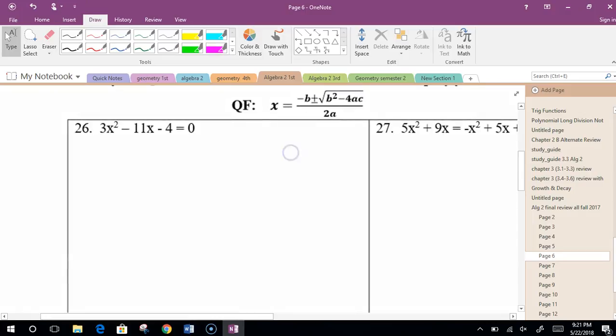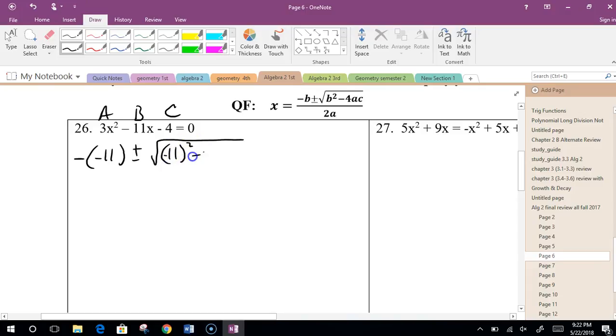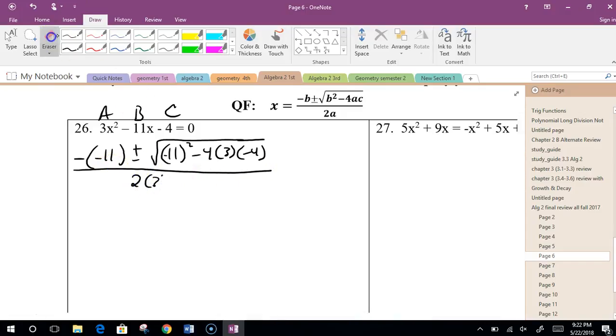So quadratic formula, the first thing you've got to remember, make sure that it is equal to 0. And basically you're plugging in numbers, folks. So you've got your A here, your B here, and your C here. Just make sure you watch your signs very carefully. So we would have negative of negative 11 plus or minus the square root of negative 11 squared minus 4 times A is 3 times C is negative 4, all of this divided by 2 times A.